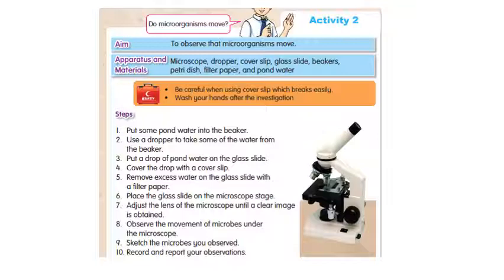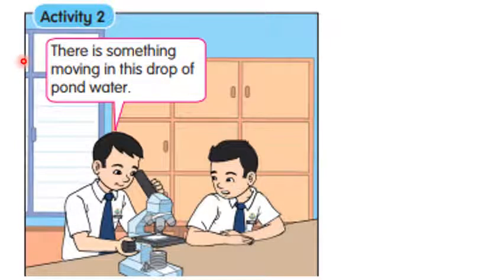Okay, class. So that means from this activity, we can see the moving of the microorganisms under the microscope. This is the result of activity 2 just now. There is something moving in this drop of pond water.